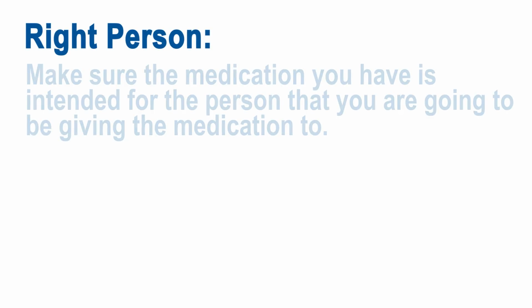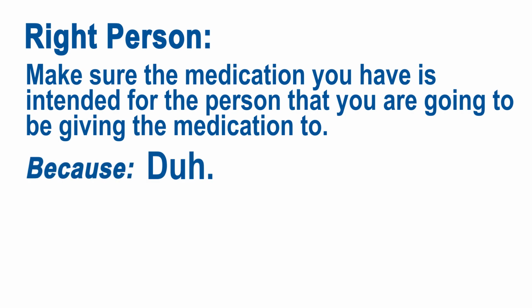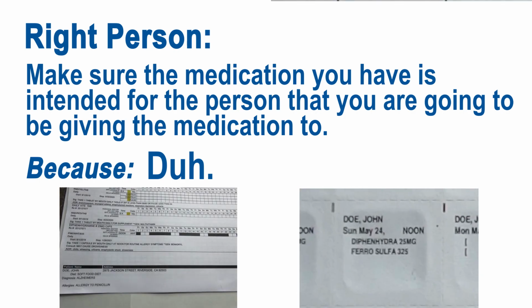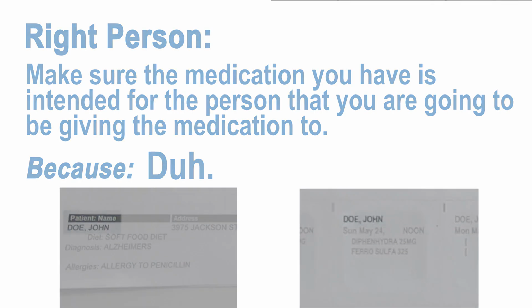The first thing you need to check is that you have the right person. You need to make sure that the medication you have is intended for the person that you are going to be giving the medication to. Because, duh. Everybody needs to be taking their own medication, not somebody else's. So for safety's sake, just double check that the name on the medication packet matches the name on the prescription sheet for the person you are going to be giving medication to. If it doesn't match, then none of what comes next is going to make any sense anyway.